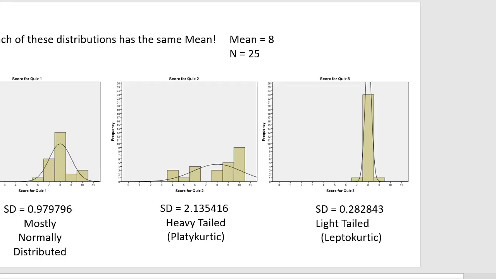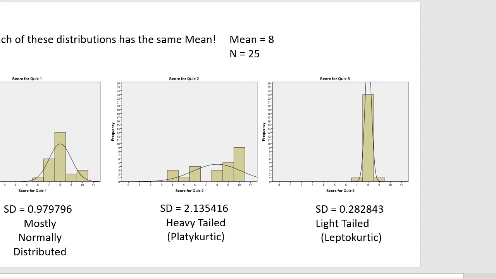So here's what this might look like visually. So all of these frequency histograms have the same mean. They all have a mean of 8, so the average score is 8 for each of these. But as you can tell, we have this kind of mostly normally distributed histogram shape with the standard deviation close to 1, 0.97, meaning that on average each score is 1 unit away from the mean. Okay? On quiz 2, the standard deviation is 2.13. Which means that on average, each of these scores is just over 2 points away from the mean.